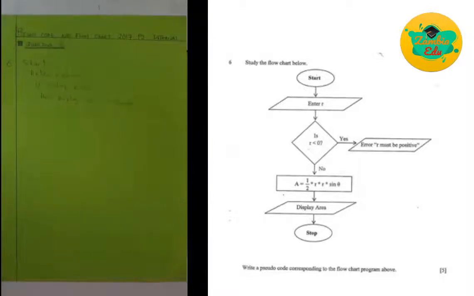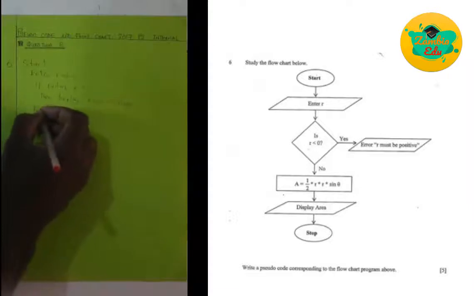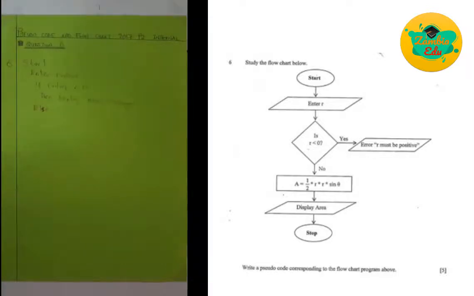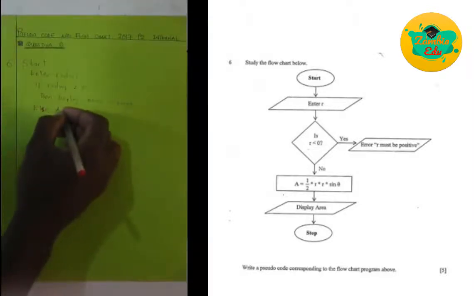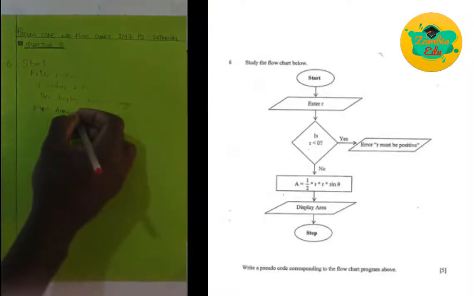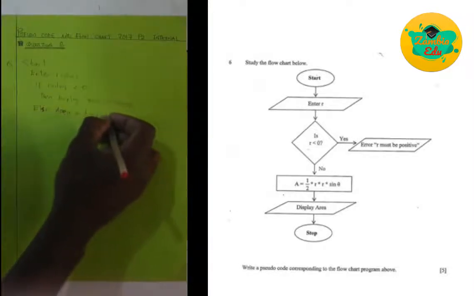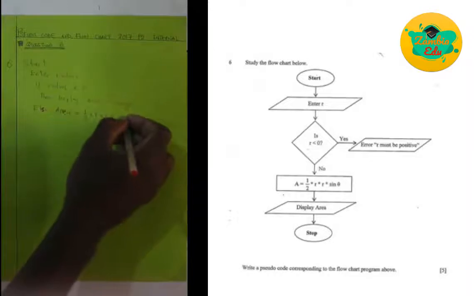Then following the arrow for no, that should be represented by else. Else, you continue there by saying our process area is equal to 1/2 times radius times sine theta.